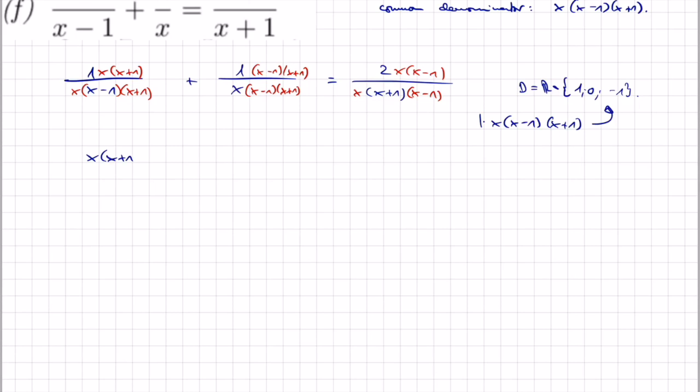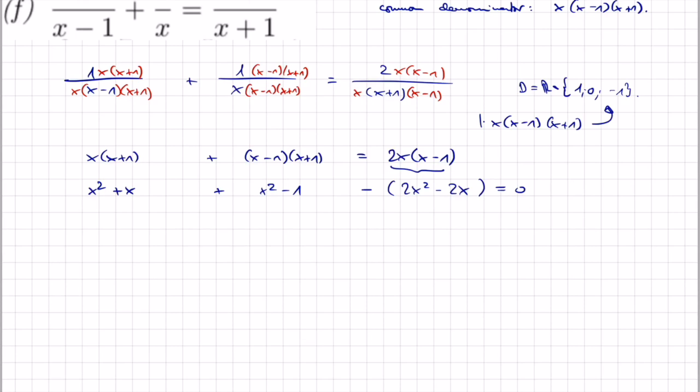So we are left with x plus 1 plus x minus 1, x plus 1 equals 2x, x minus 1. And this is a polynomial equation. We solve it by expanding and then hopefully factoring. So this is x squared plus x, this is x squared minus 1, and let me also put this thing here on the left-hand side, because we want to be able to apply the zero product rule to x squared minus 2x, and we can expand the brackets with plus here.